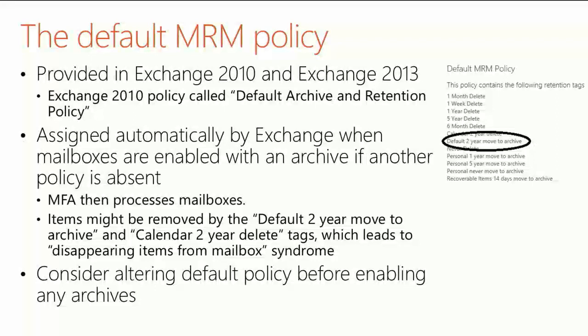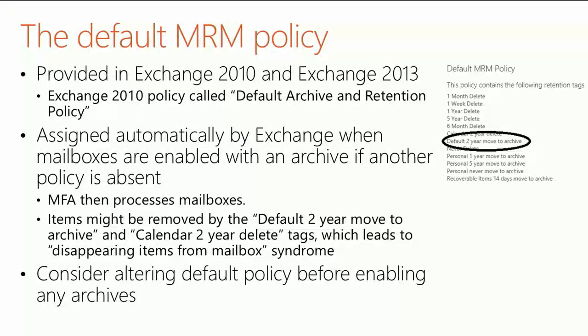This leads to the disappearing items syndrome, where users get an archive, they're so happy, oh, I've got an archive. Look, a new resource to use. They get it on a Monday. Tuesday morning they come in, and half of their stuff is gone out of their mailbox. It hasn't gone. It's just been moved into the archive, because that's what you told it to do. You told MFA to do that. But the user doesn't understand it, and what do they do? They ring the help desk, because they don't know that they have to go and look at the archive. So, the cautionary note here is to think before you enable archive mailboxes.